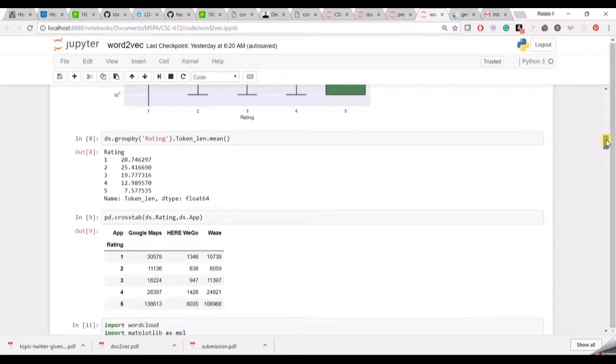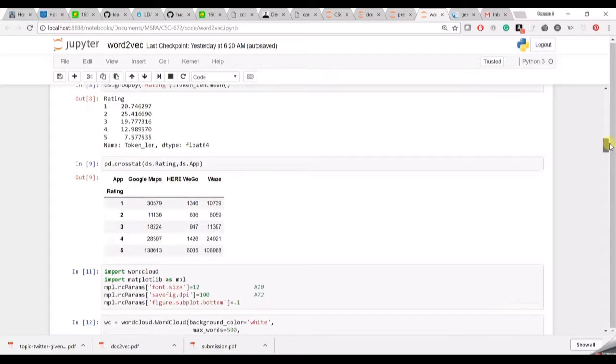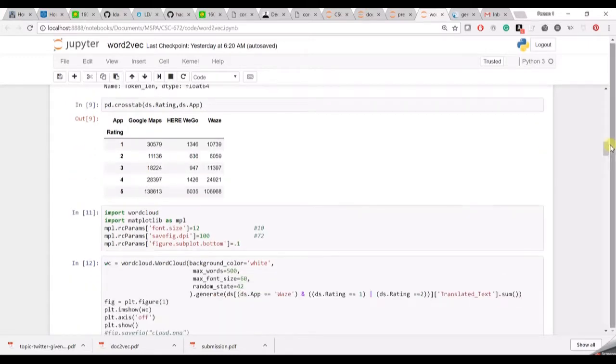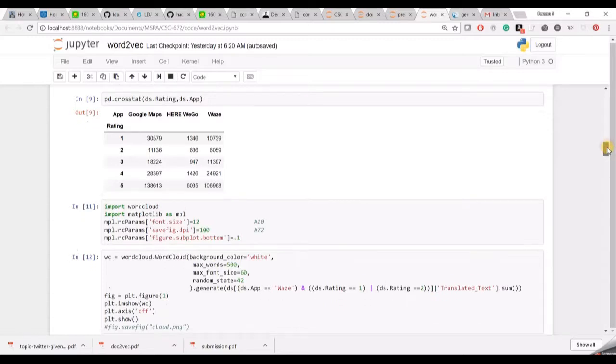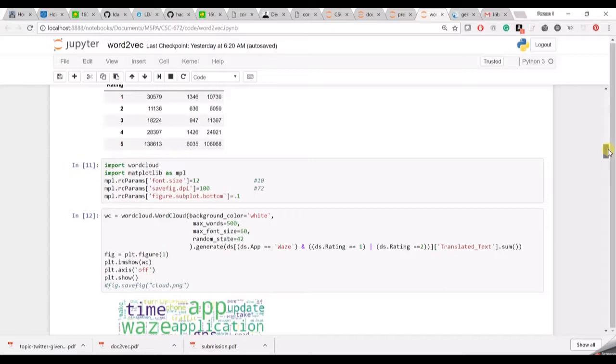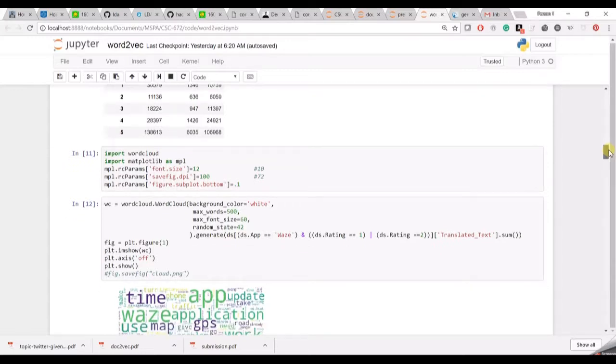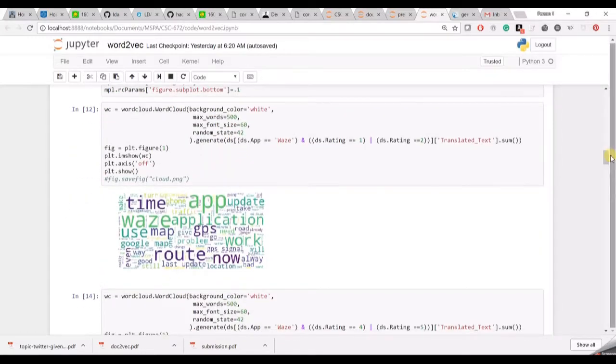If we tabulate the rating versus the app, we see that we have a major class imbalance issue in terms of the rating 5 reviews and the rating 1 and 2 reviews, which I have considered to be negative. So the division that I have considered here is 1 and 2 as negative, 3 as neutral, and 4 and 5 as positive. And I have created these word clouds per app, per category, as in negative, neutral, and positive reviews.